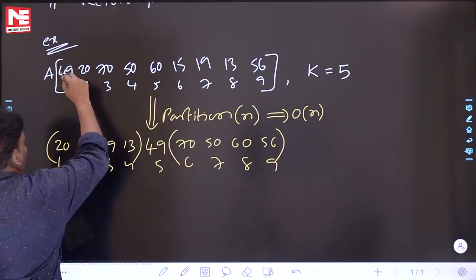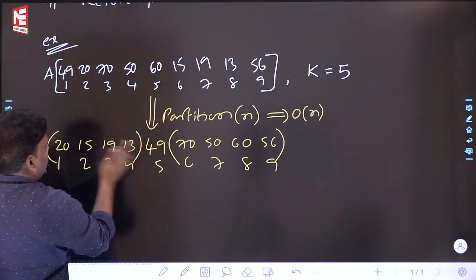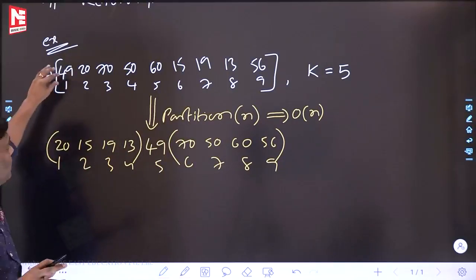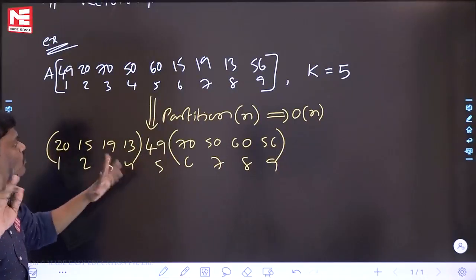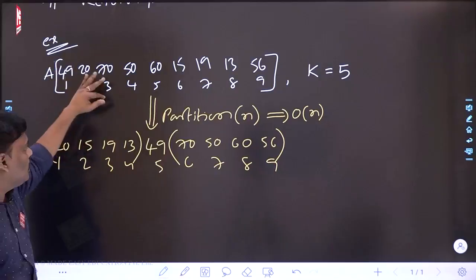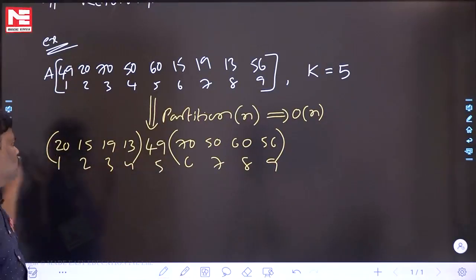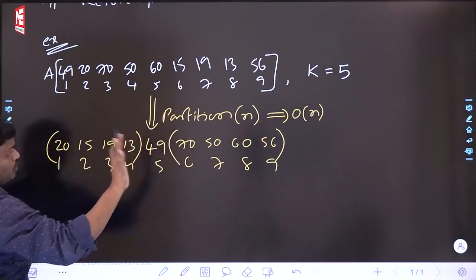Fine. If you take the pivot element as 49, the pivot will go to its correct place, less than pivot on one side, more than pivot on the other side. Roughly I have written it. The major point I have written clearly: 49 will go to its correct place. That is the major goal of the partition algorithm. Please be careful. Less than 49 is on one side, more than 49 on the other side. This is the current status. I am thinking that you are absolutely fine now.